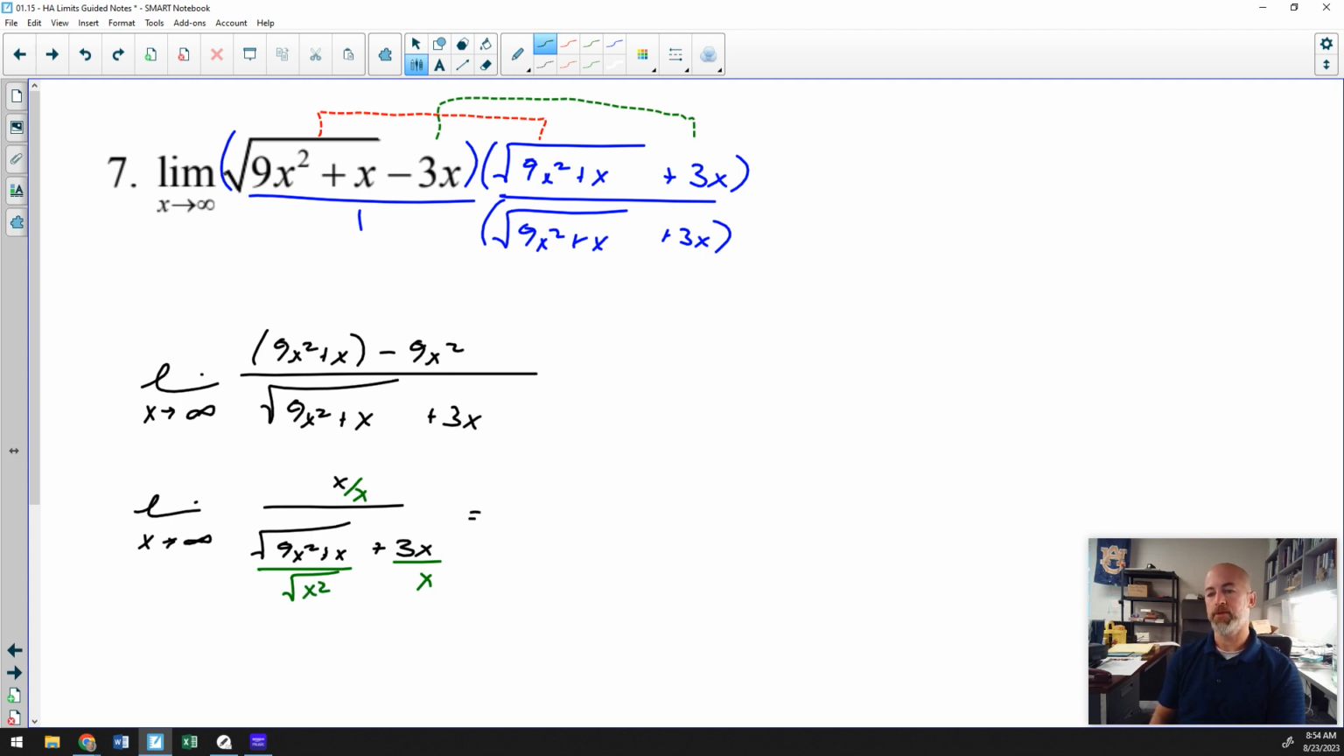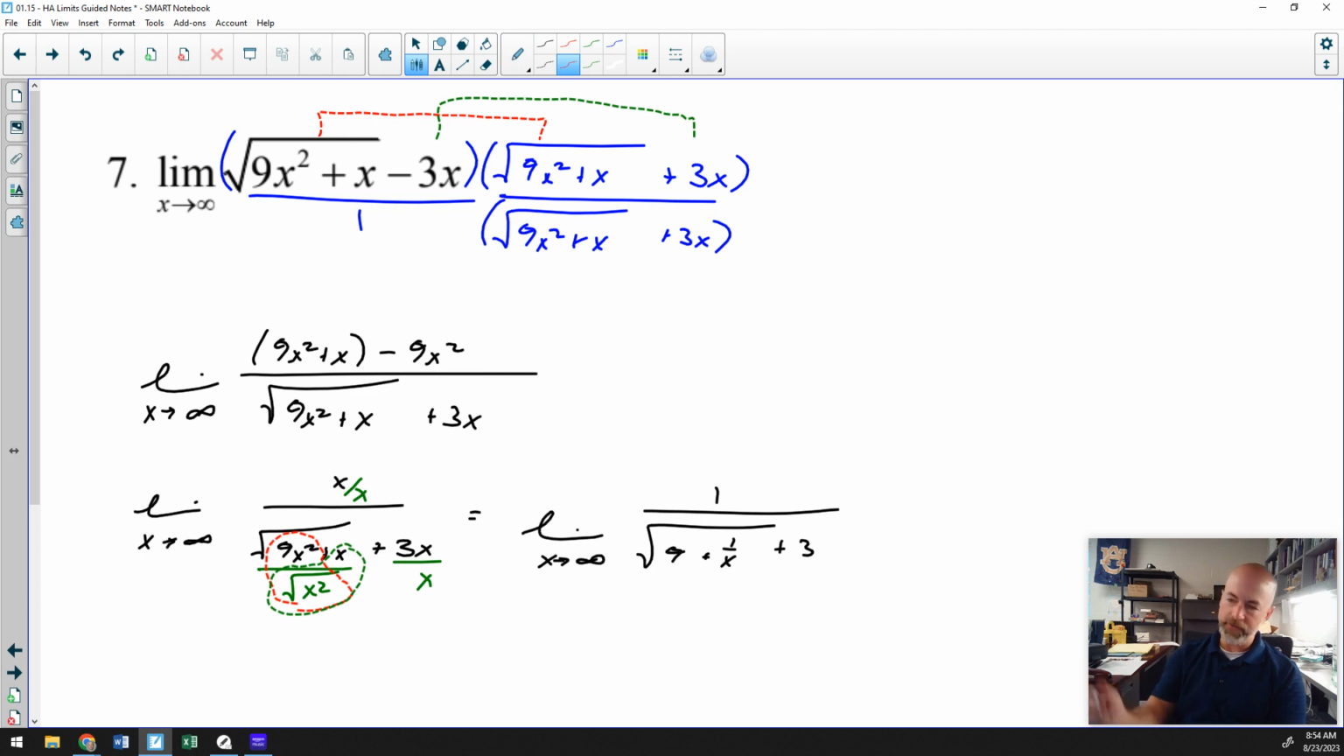And then that's going to give me the limit as x goes to infinity. The numerator is just 1. The denominator, 3x over x would be plus 3. I still have the square root to worry about, and we can STD this one. 9x squared over x squared is 9. x over x squared is 1 over x. So we're doing that exact same trick. I'm taking 9x squared and dividing it by x squared, and then I'm taking the x and dividing it by x squared to get that.